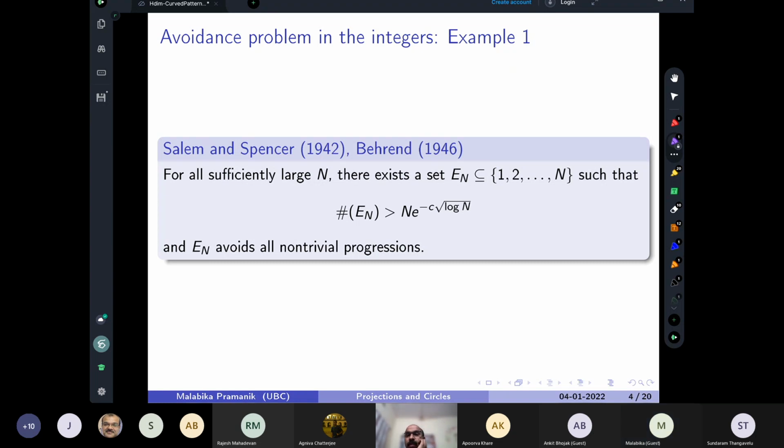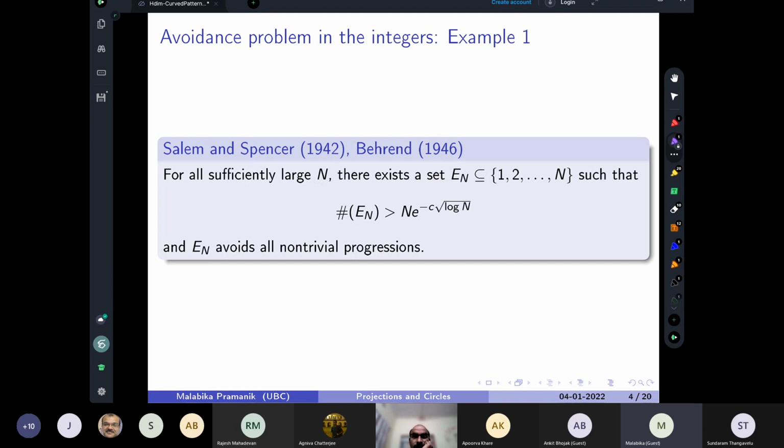So this is an example of an avoidance problem in the integers where the ambient space is Z. It's an old result of Salem and Spencer and also Behrend that for sufficiently large capital N, there exists a subset E sub capital N large in this sense such that E sub N avoids all non-trivial progressions.